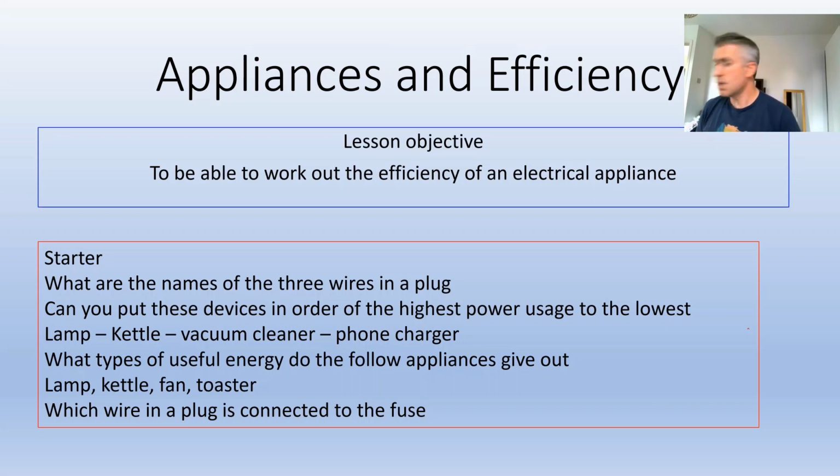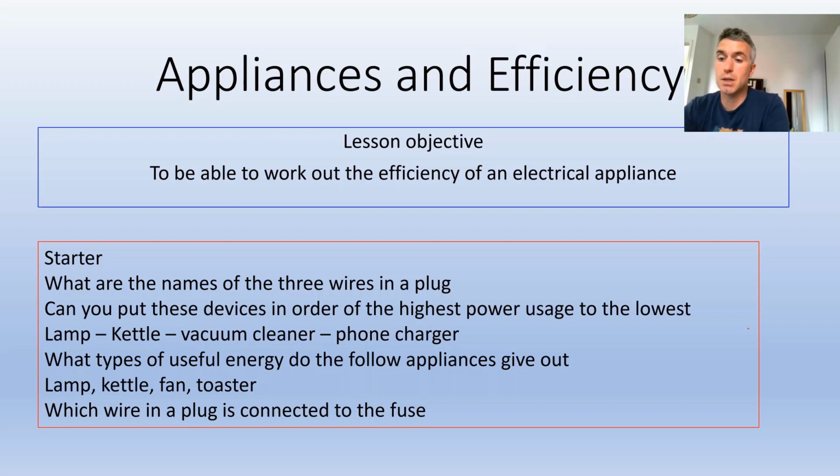It's fine. What are the names of the three wires in a plug? Put the devices in order of highest power usage to the lowest. What type of useful energy do the following appliances give out? And which wire in a plug is connected to the fuse? Pause, and once you've done, unpause and let's check your answers.